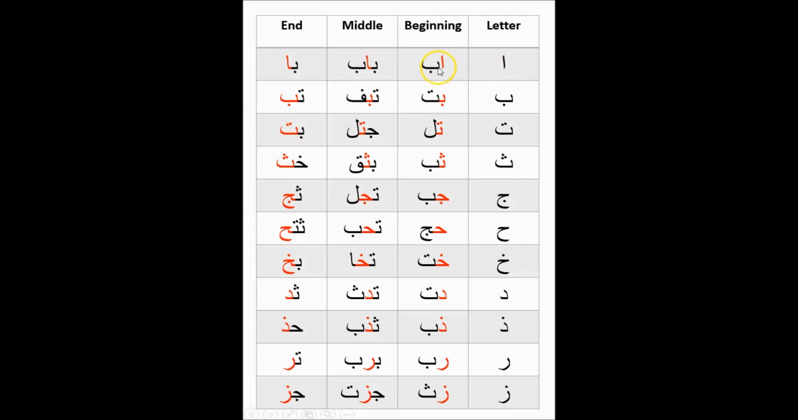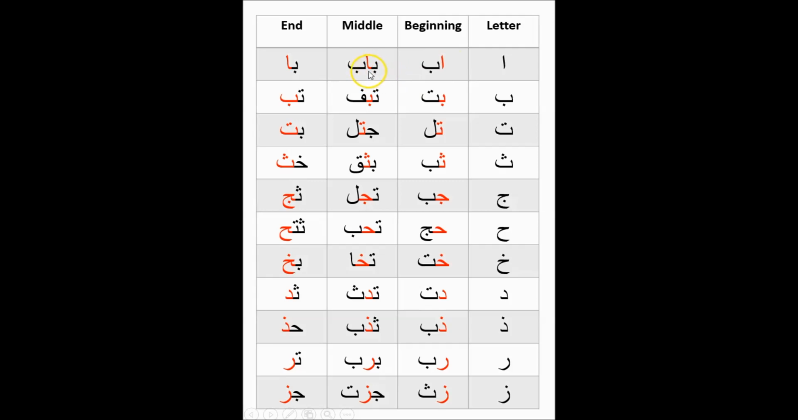The first letter alif, when it occurs in writing, stays exactly the same as it is, like a long stick. So when it occurs in the beginning of a word, the alif stands by itself and is not joined to the letter which comes after. In this example, we can see that the alif is not joined onto the ba. The alif is written separately from the ba, but it's very close together. So this is how the alif is joined when it occurs in the beginning of a word.